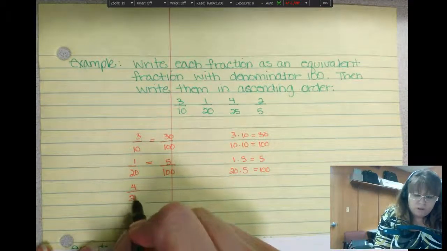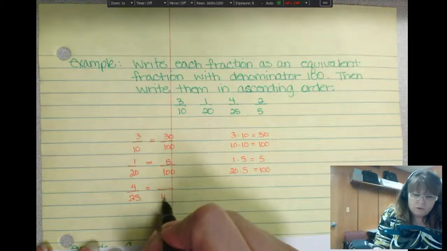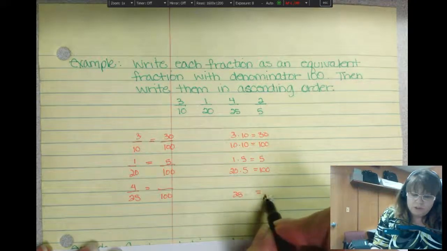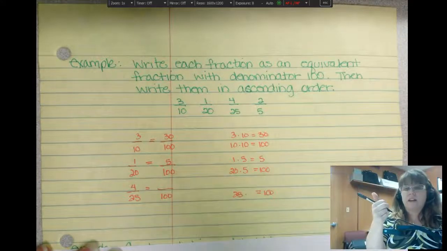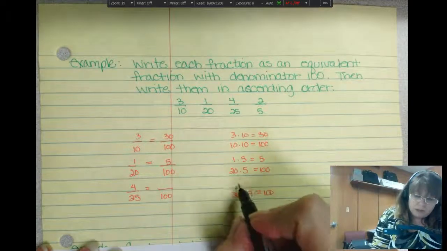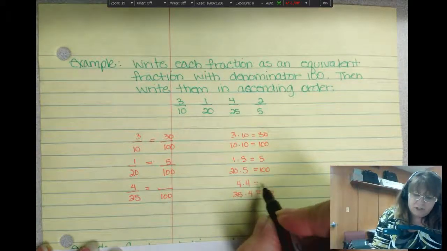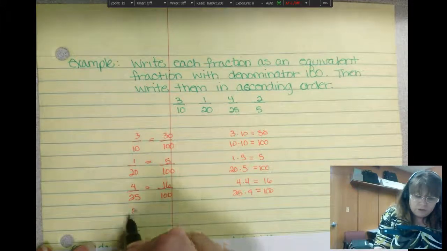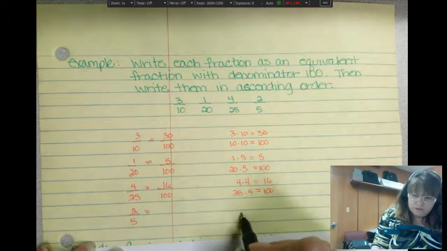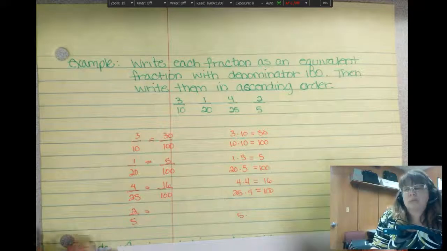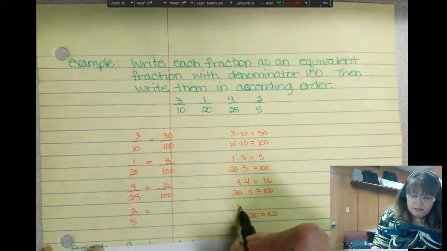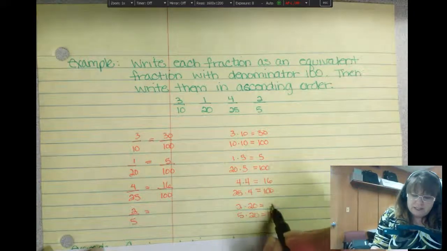4 over 25. 25 times what will give me 100? Well, 25, 50, 75, 100, so 4. Again, what I do to the denominator, I must do to the numerator. 2/5 equals, well, 5 times 10 would give me 50, so 5 times 20 would give me 100. And 2 times 20 is 40.